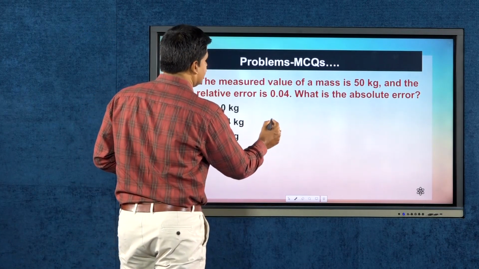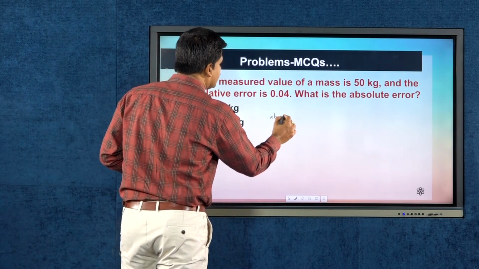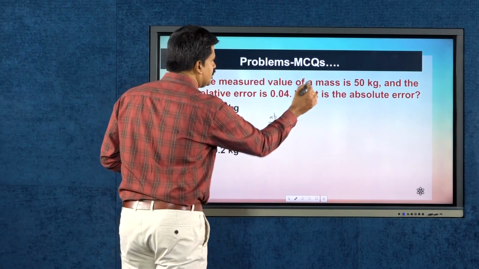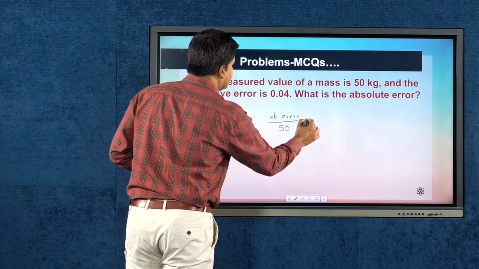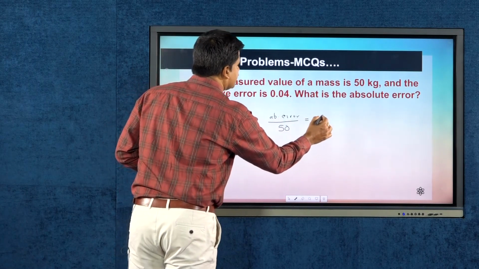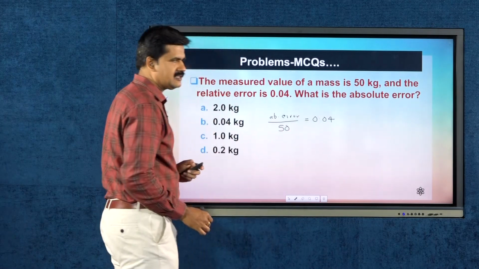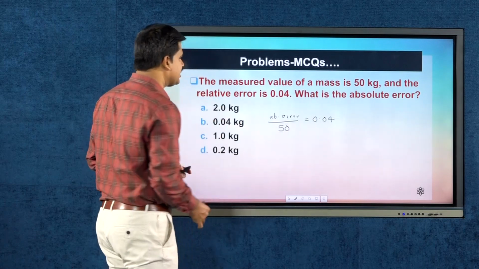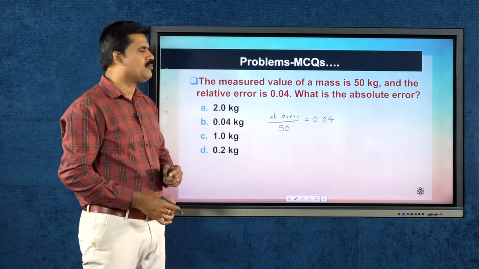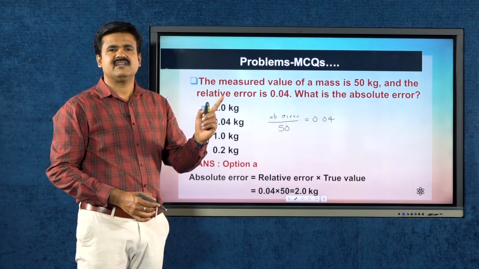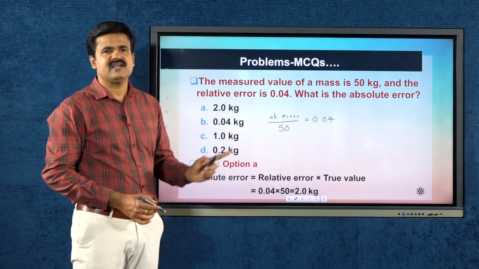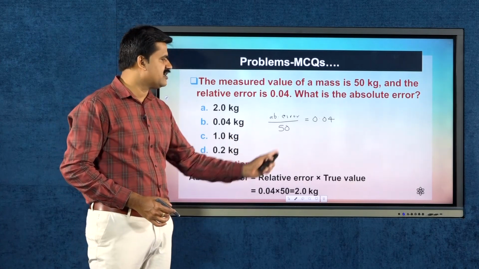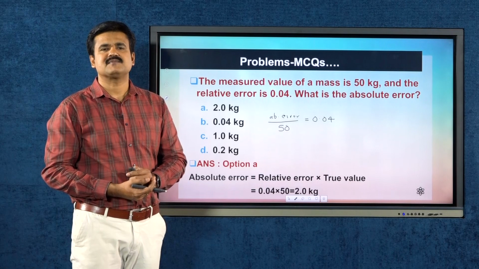Absolute error divided by the true value, that is 50, equal to 0.04. This is relative error. So, in order to find out absolute error, you have to cross multiply these two quantities, and 50 into 0.04 will be your result, and the answer is option A, that is 2 kilogram. So, you have to multiply relative error with the true value to get the absolute error.